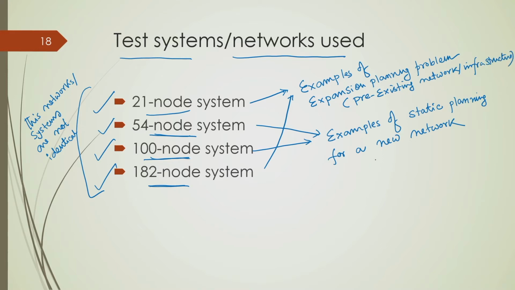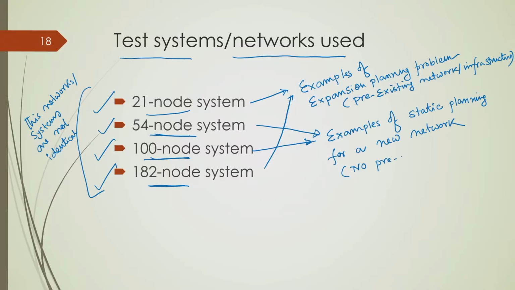Okay. But here for this 54 node and 100 node system, we do not have any pre-existing network, and we are supposed to build a brand new network. So, no pre-existing network. Okay. So, there are some differences. So, let me discuss this problem one by one.